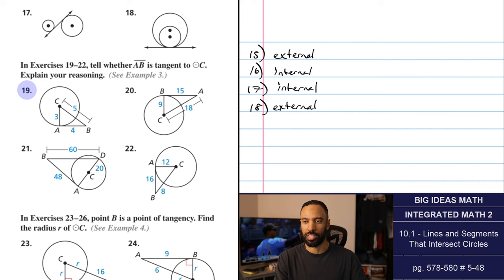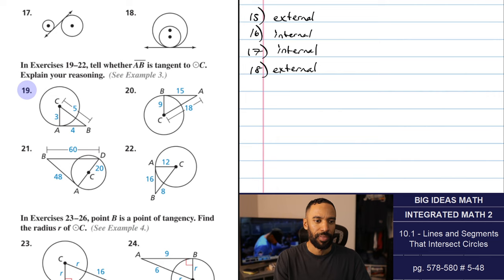In exercises 19 to 22, tell whether segment AB is tangent to circle C. Explain your reasoning. So if you were with me during the lecture portion, we learned a theorem that a radius intersects with a tangent line at a 90 degree angle. So if this is a 90 degree angle, then that means that this is a tangent line. And this is a 90 degree angle if this is a right triangle. This is a right triangle if a squared plus b squared equals c squared.